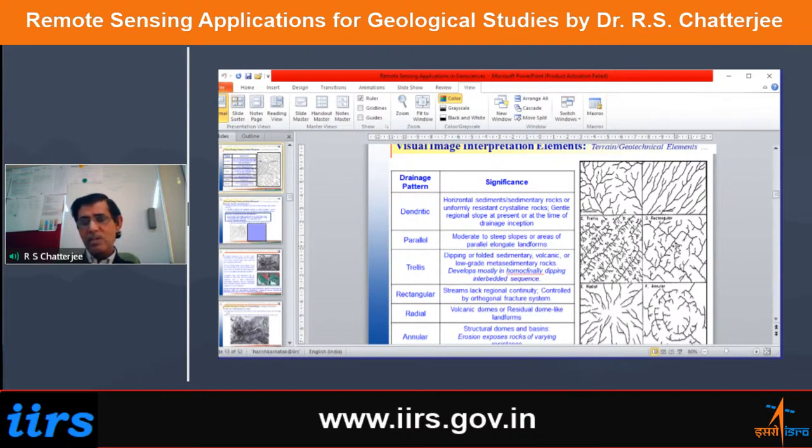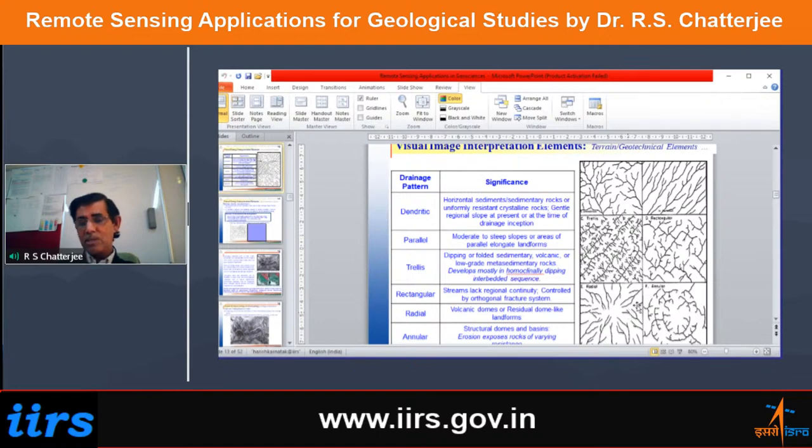Now here in rectangular drainage, what you interpret is the orthogonal joint pattern, perpendicular to each other, two sets of joints that give you this orthogonal drainage pattern. And if you see radial drainage, then you can very clearly tell that it is a volcanic dome, or it can be a residual dome also.